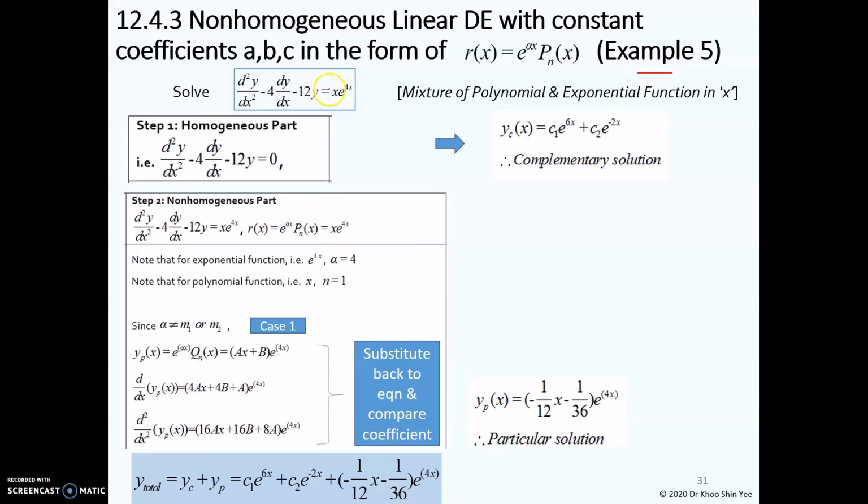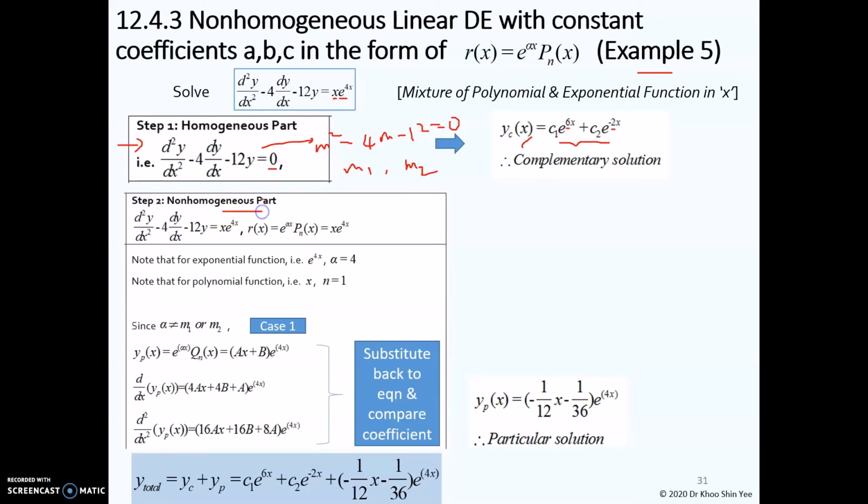In example 5, you have a polynomial function multiplied with an exponential function in your right hand side. We solve the homogeneous part first by letting the right hand side equal to 0. So you form the characteristic equation to be m squared minus 4m minus 12 equal to 0. So from here you obtain your root 1 and root 2 equal to 6 and -2. Since these two solutions are linearly independent, this is the final answer for the complementary solution.